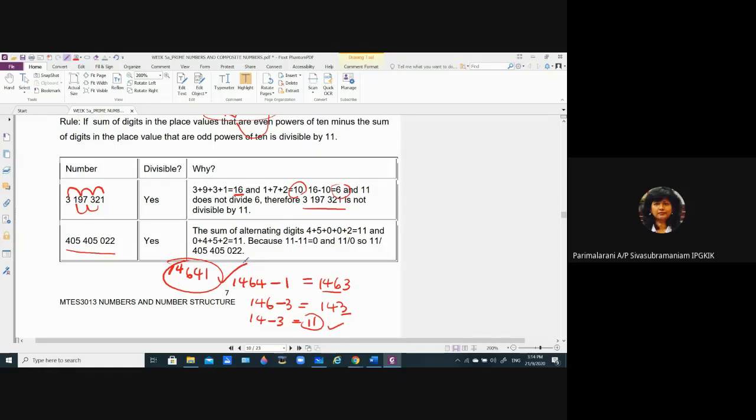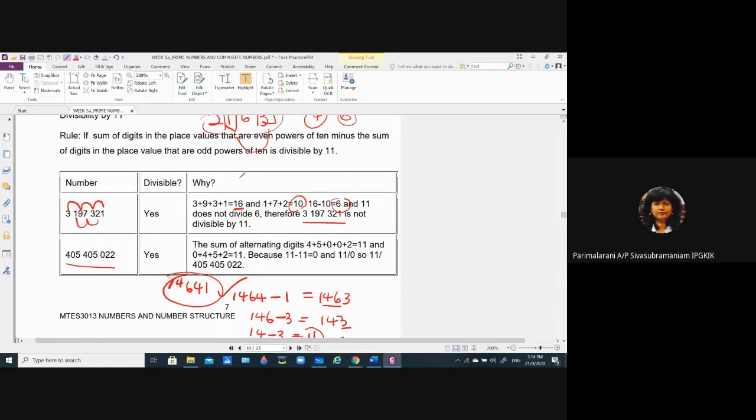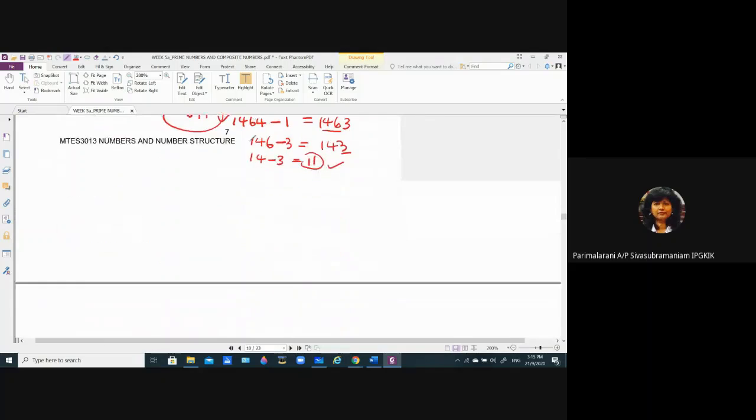Okay, so for 11, there are two rules. You can use the first rule, alternating numbers: you add alternate numbers and find the difference. Or you can minus the last digit from a number made by the other digits, and you keep on repeating this until you know whether you can divide by 11 or cannot. Okay, that is divisibility by 11.